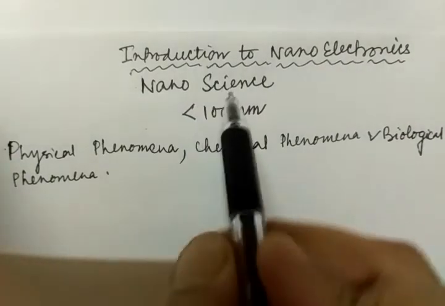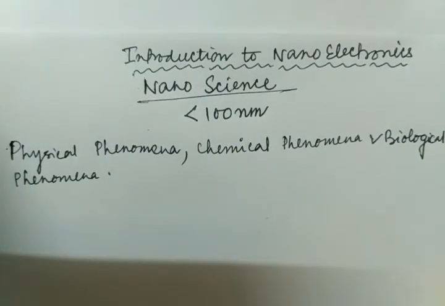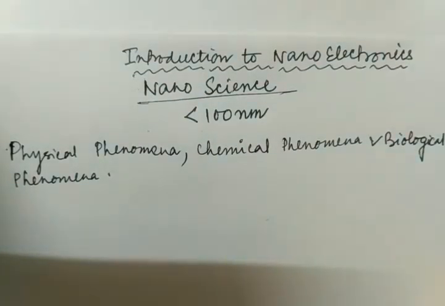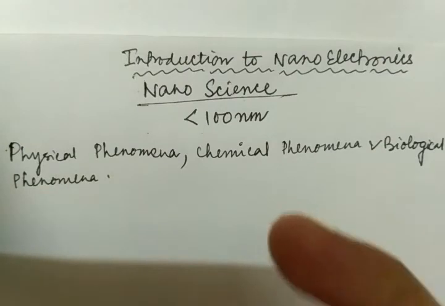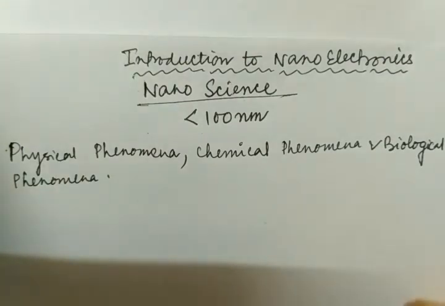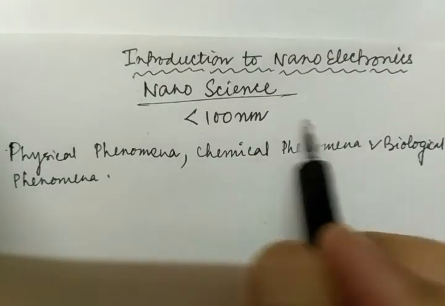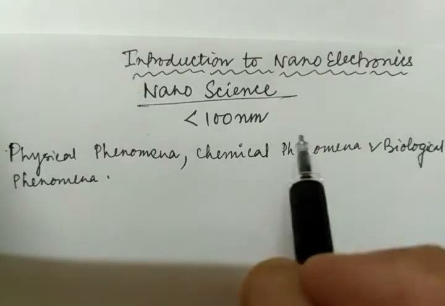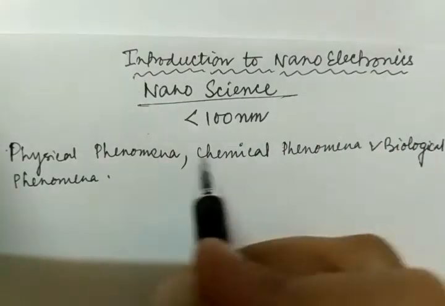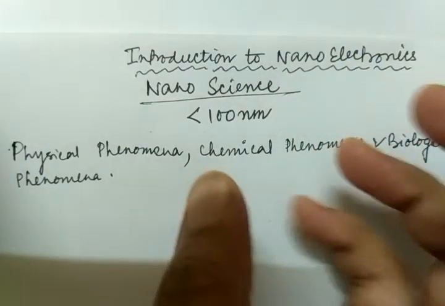Here I have written one point: nanoscience, and the scaling is less than 100 nanometers. What does it mean? It means that mostly phenomena are studied at a length scale of less than 100 nanometers. That is what we broadly classify as nanoscience. So the scaling is less than 100 nanometers. Please think about how tiny a device is.